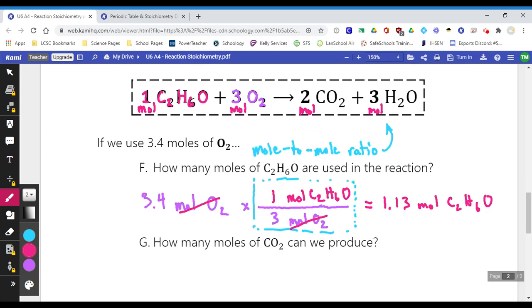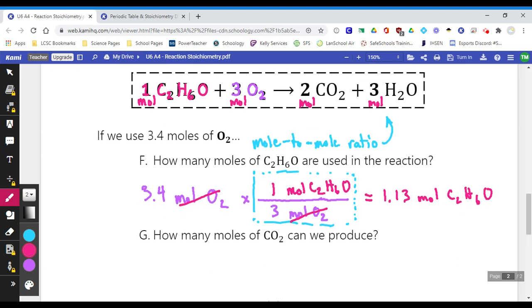How many moles of CO2 can we produce? Well, I could start back with my 3.4 moles of O2 and go to moles of CO2 this time. So instead of going from my moles of O2 to moles of C2H6O, I could go, let's do this in dark blue, from moles of O2 to moles of CO2. Now I could also go from the moles of C2H6O to moles of CO2, and I should still get the same answer as long as I'm careful about my mole-to-mole ratio.